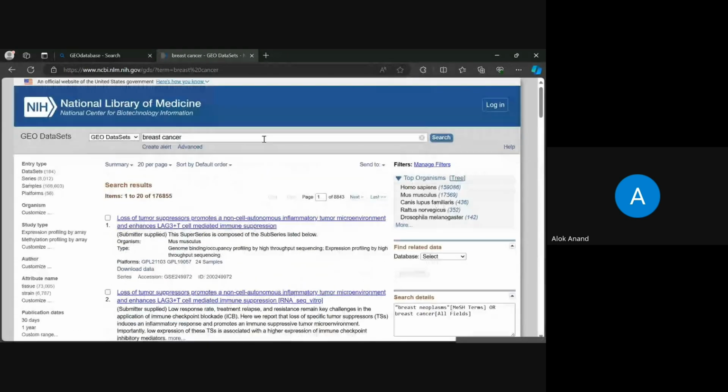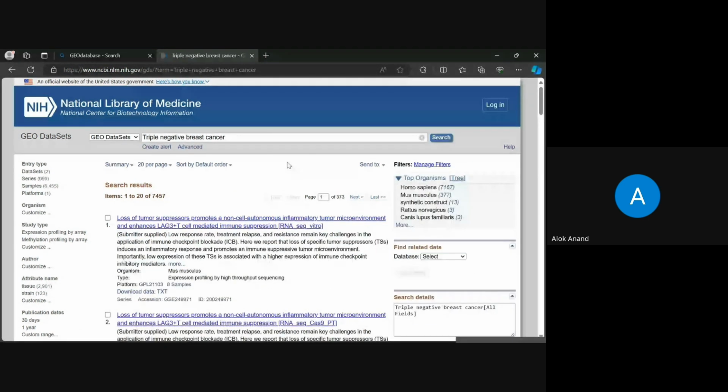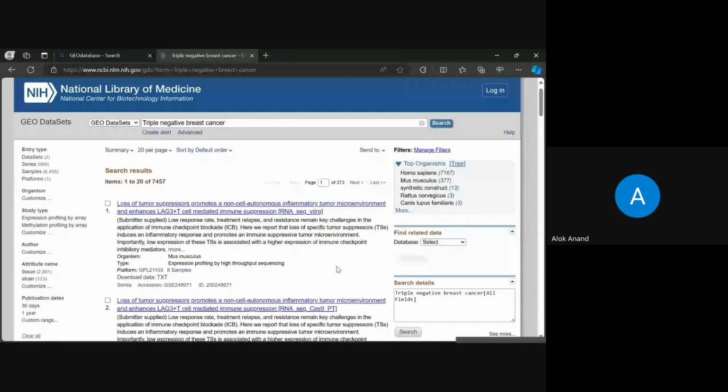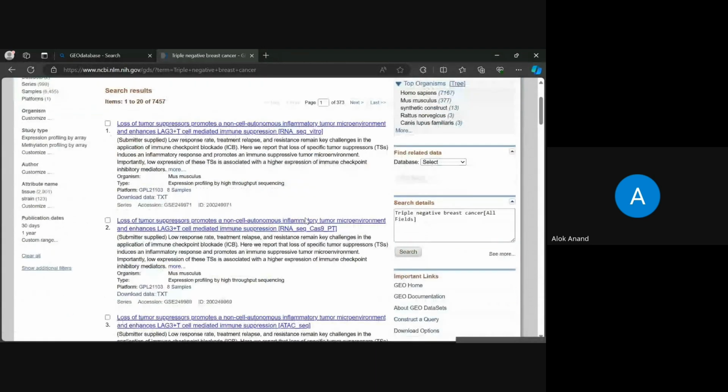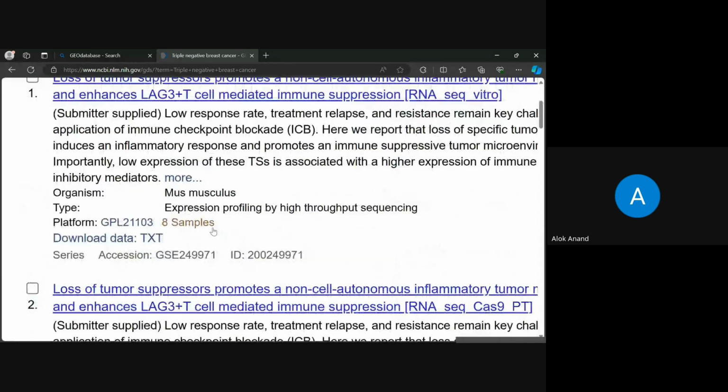Now suppose I'm interested in one particular field of breast cancer known as triple negative breast cancer. I've applied a little bit of filter, triple negative breast cancer. And then here you can see something.